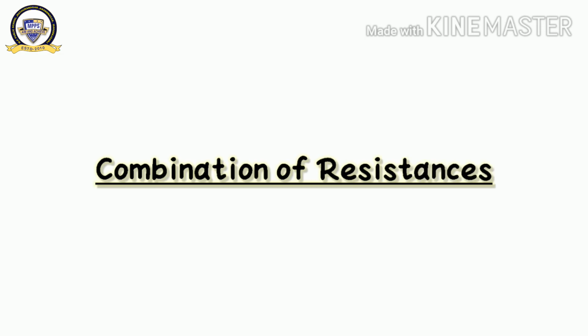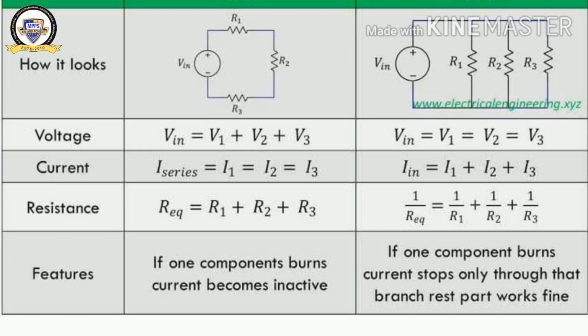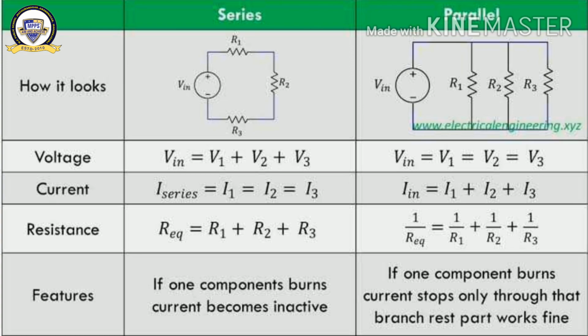There are two types of combinations of resistances, that is series and parallel combination. But apart from this, by combining these two in a single way, we can have a mixed combination also. In such combinations, a single circuit contains both types, means series and parallel.